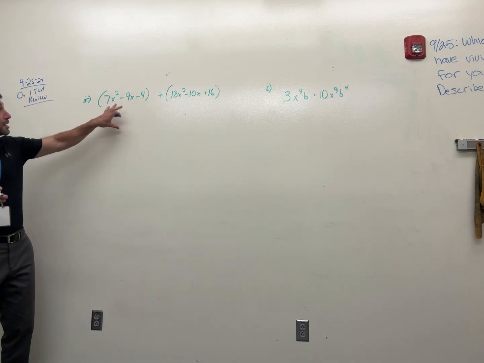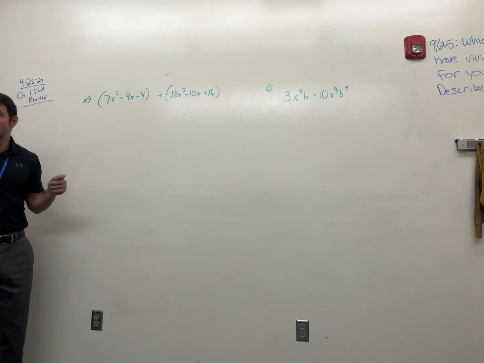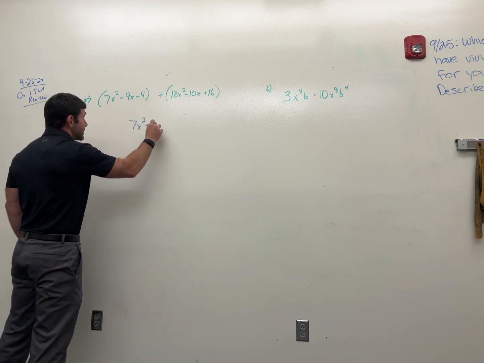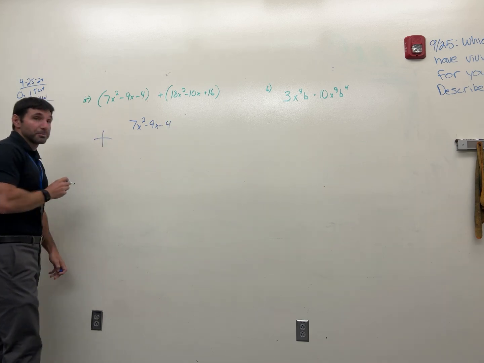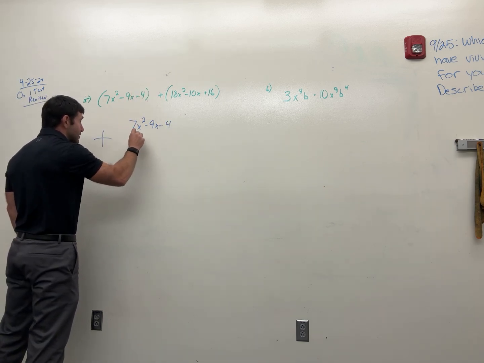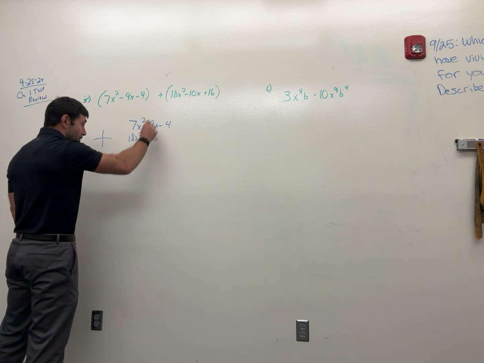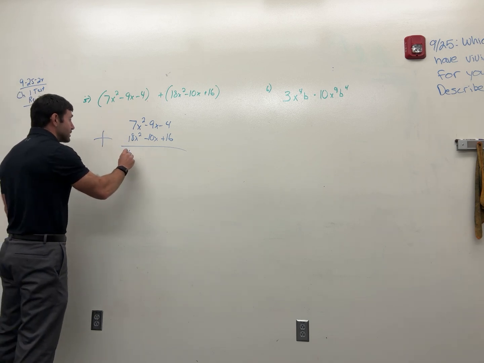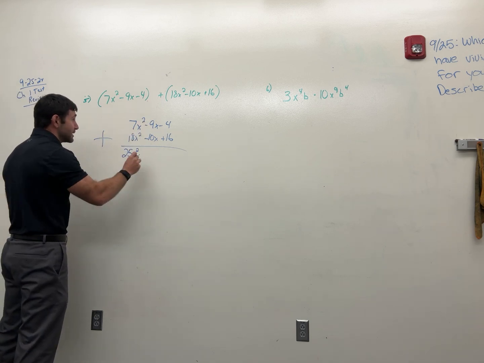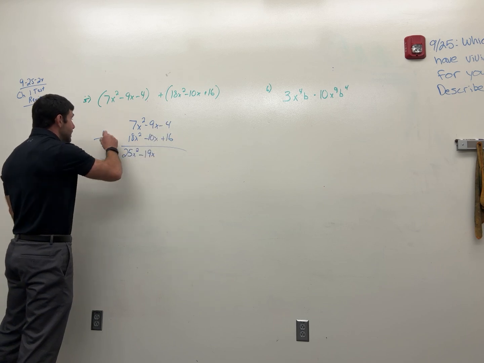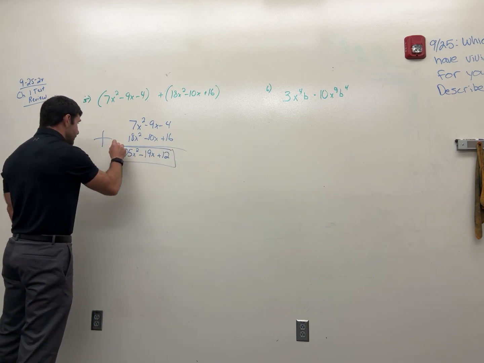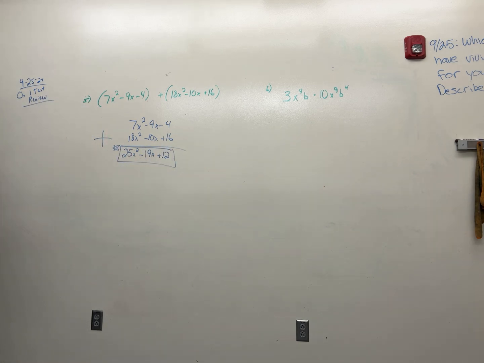Here we go. Okay, so listen. These, you want to line them up. It's an addition problem. We're only combining like terms. 7x squared minus 9x minus 4. Then I put a big plus, and then I line up 18x squared. I can only combine the x squares. I can only combine my x's. I can only combine my constants. 7 plus 18 is 25x squared. Negative 9 plus a negative 10 is negative 19x. Negative 4 plus a positive 16 is positive 12. With me there? Did I lose anybody on that one?